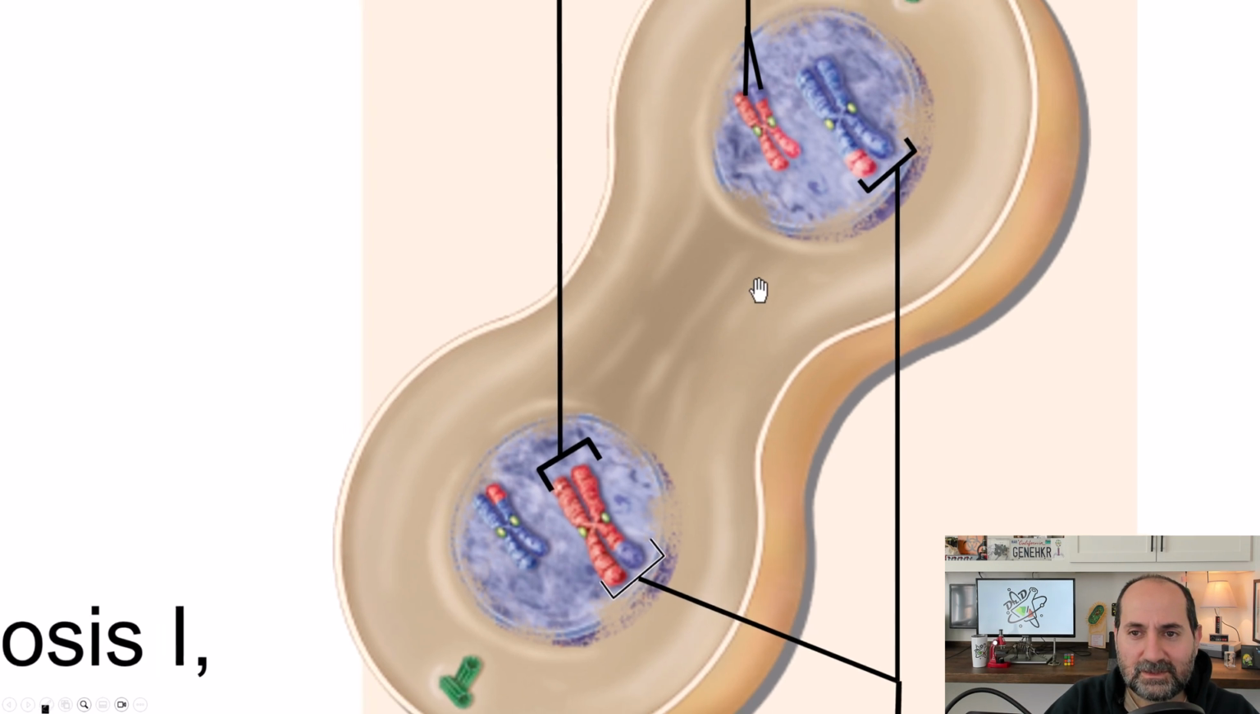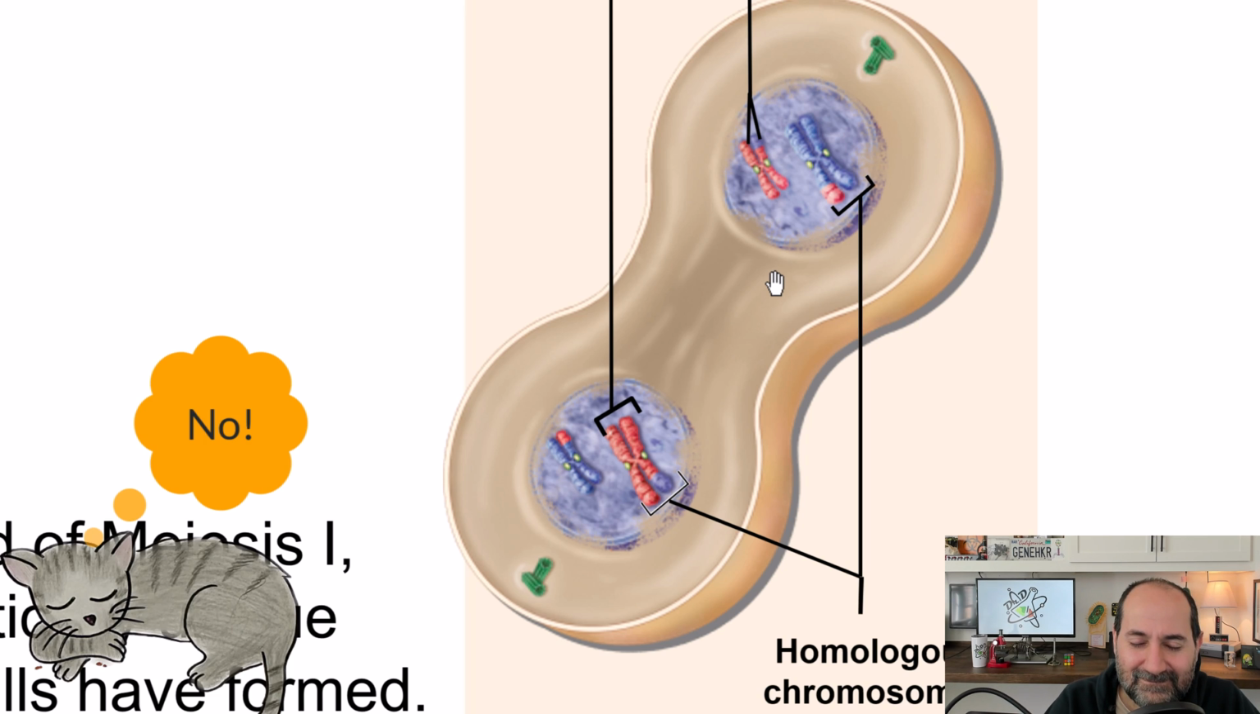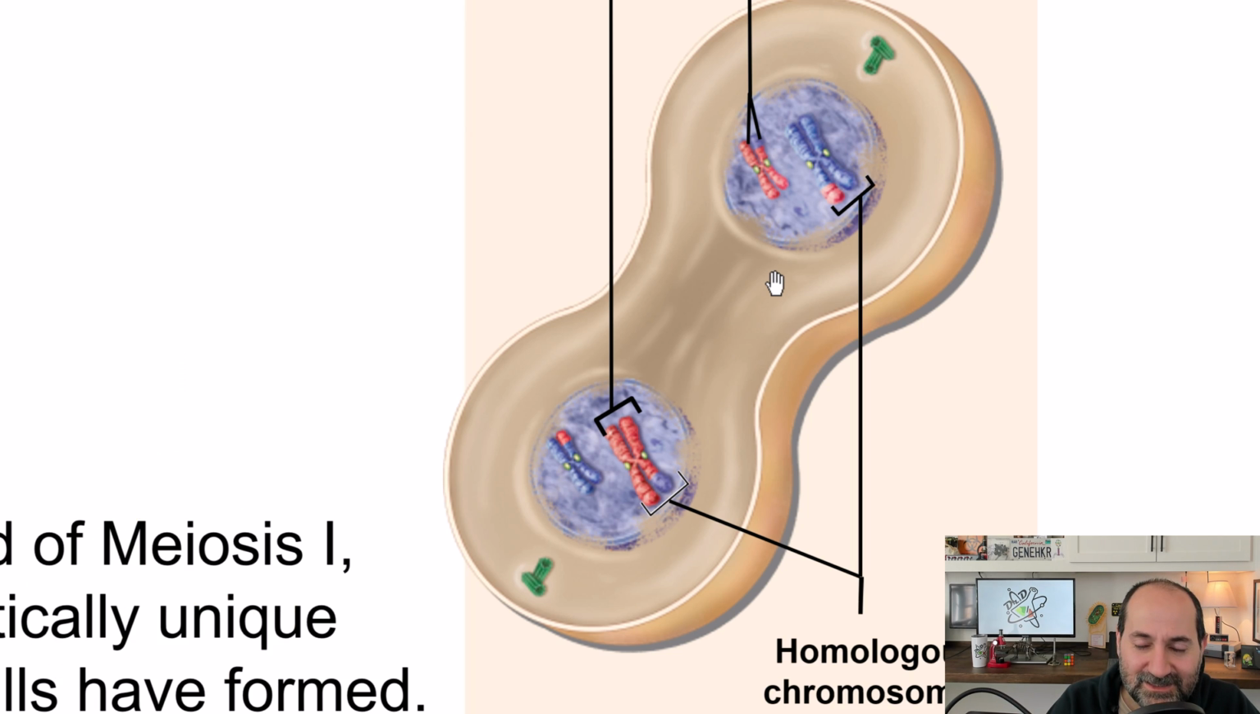Now I want to ask you a question: if you take a close look at this, would you say that these two are genetically identical cells? Remember at the end of mitosis, after cell division, you had two genetically identical cells. Well, take a close look at these two cells, and let's see if you can beat Wicket and answer the question: are these two cells genetically identical? That's right. As always, no, these cells are not genetically identical.